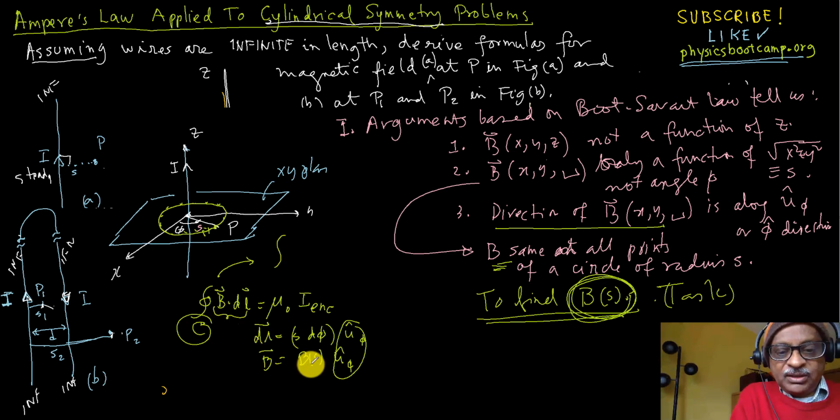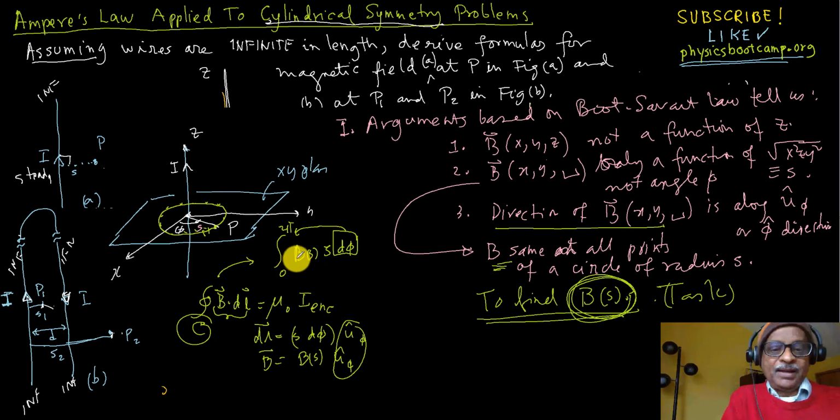So this thing just becomes B dot dl: B of s times d phi, and now this is the integration, and in this circle I'm going all the way around, so that means it's going from 0 to 2 pi. I can already see that this doesn't depend on phi, and so this whole thing becomes 2 pi s B at distance s.